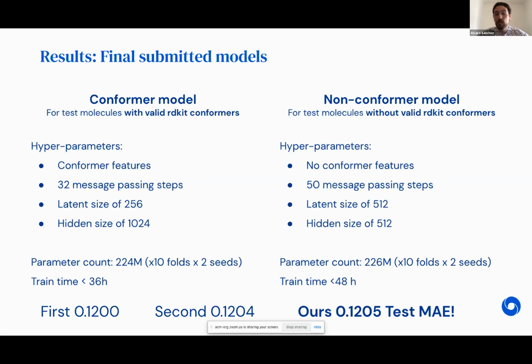Each of the models had about 225 million parameters, which adds up to 10 trillion parameters in total, if you take into account both models, the 10-fold and the 2 seeds as ensemble. So with these models, we achieved a 0.1205 test MAE, which left us third place winners by a very, very small margin.